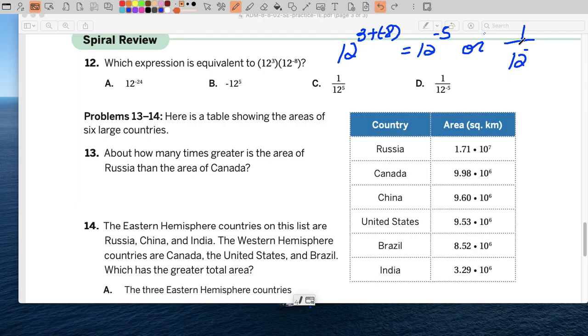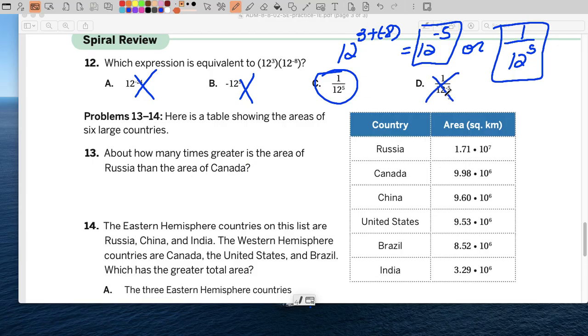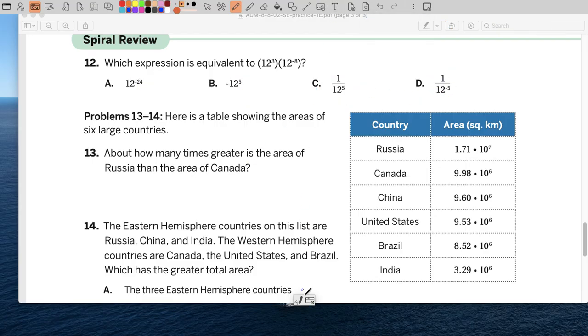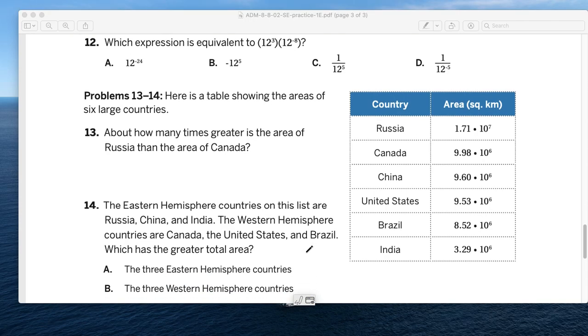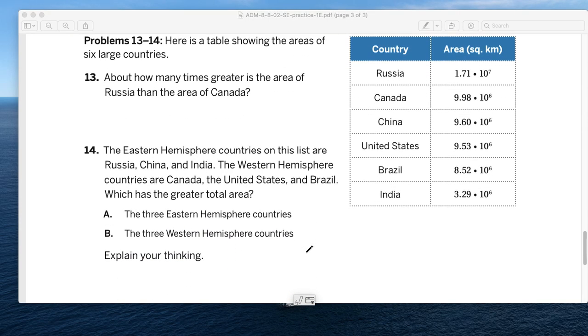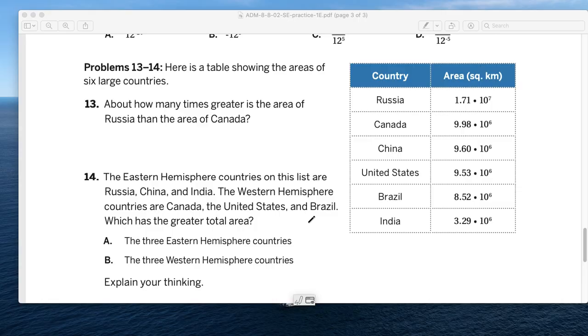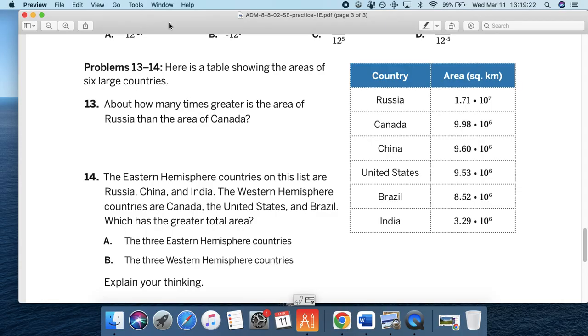And when we do that, we write it as 1 over 12, and we change the negative to positive. So either this or this. No, no, and yes. And no. Okay. And 13 and 14, you get skipped because we haven't done scientific notation.